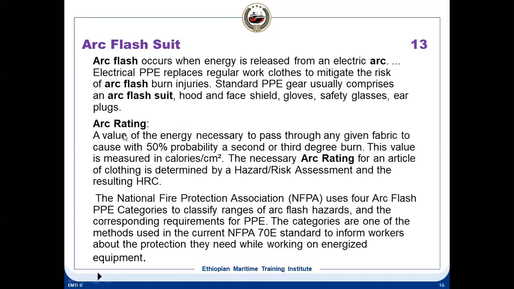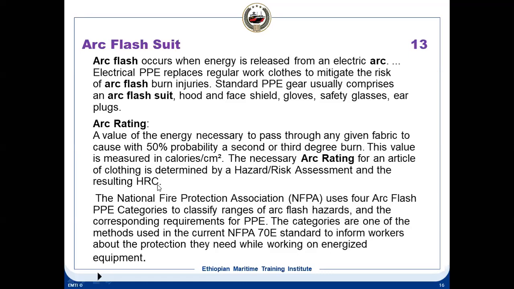Now, the arc rating is a value of the energy necessary to pass through any given fabric to cause a 50% probability of a second degree burn. This value is measured in calories per centimeter square. So the necessary arc rating of an article of clothing is determined by the hazard risk assessment and the resulting HRC.